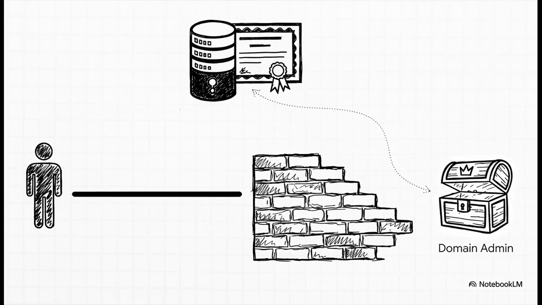The second big blind spot is ADCS, Active Directory Certificate Services. So many people just skip right over this because it feels way too complicated. But here's the deal. Certificate services can create some incredibly powerful privilege escalation paths that are completely invisible if you're only looking at groups and OUs.